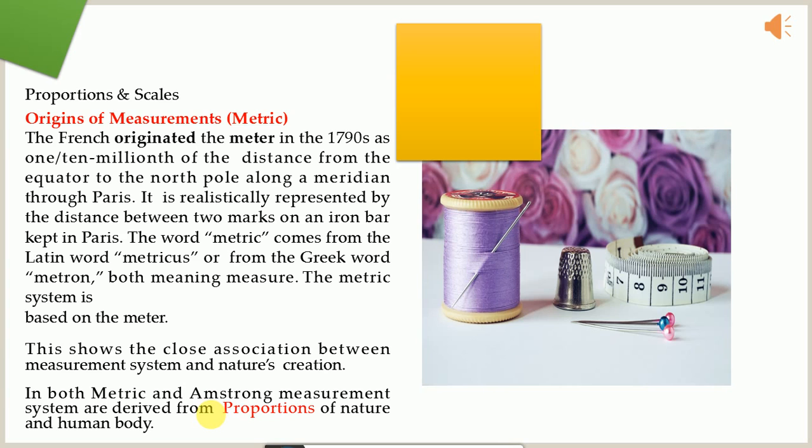The metric system is based on the meter. This shows the close association between measurement systems and nature's creation. Both the metric and the imperial measurement systems are derived from proportions of nature and the human body.